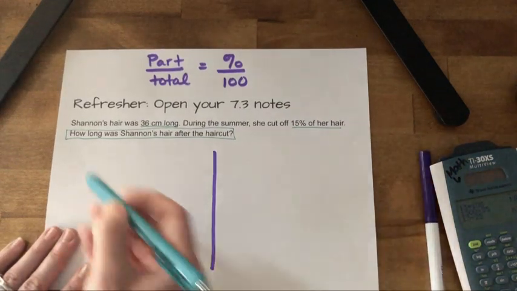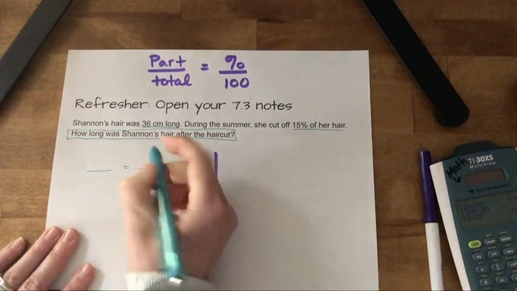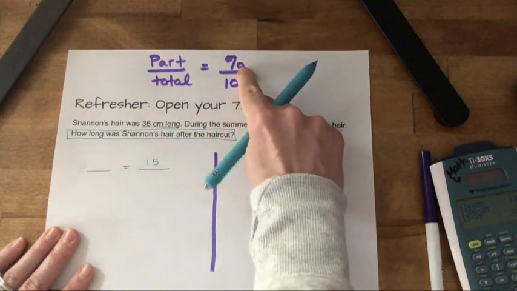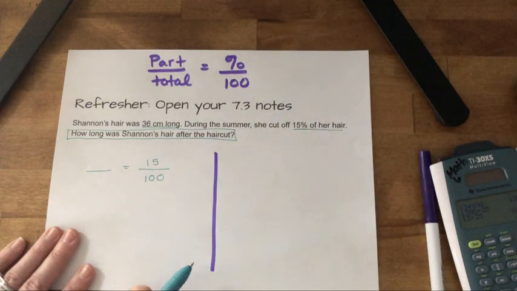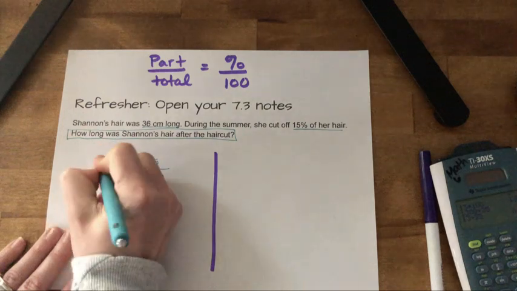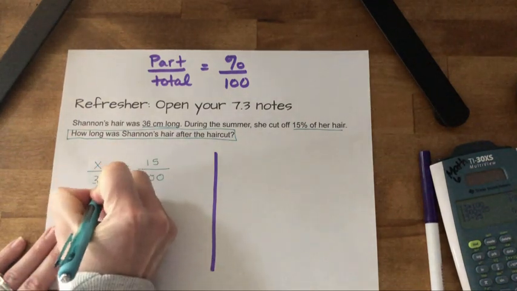So if I'm going to set up my percent proportion, I know I have my percentage. So it's going to be 15. I plug in that for the percent, and it's always over 100 because 15 over 100 means 15%. I know I'm solving for the part because I know the total length of her hair, 36.